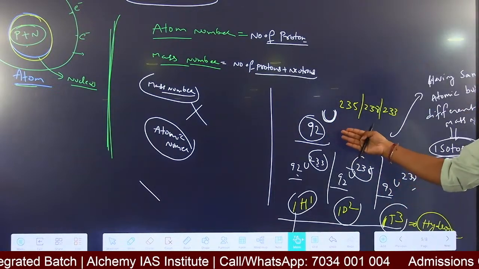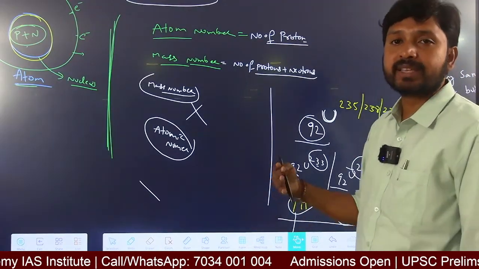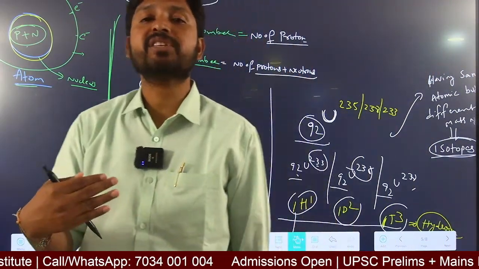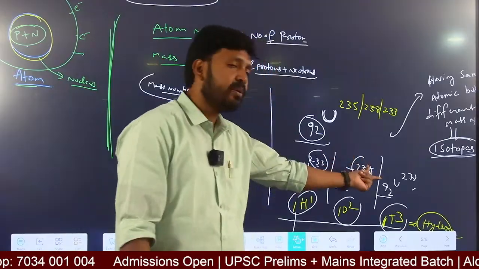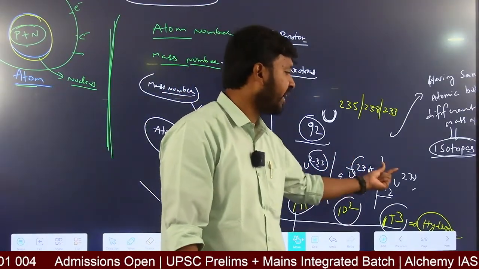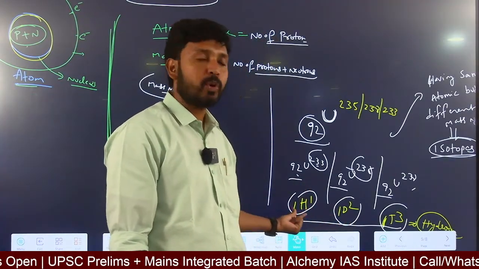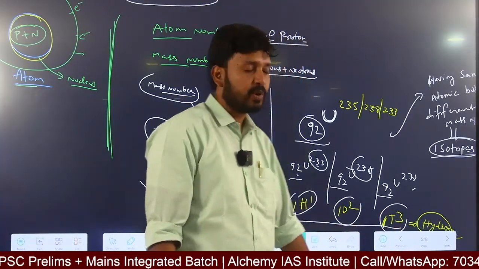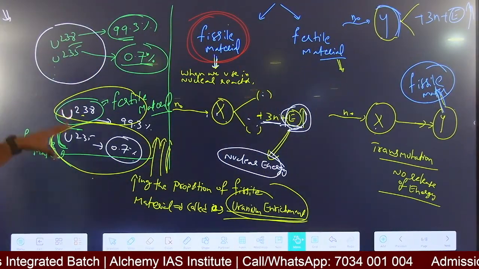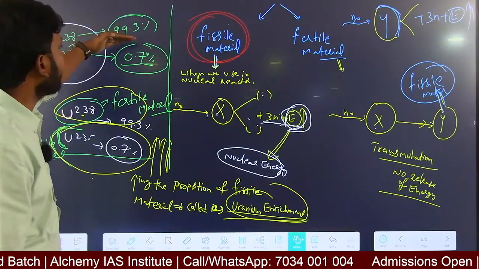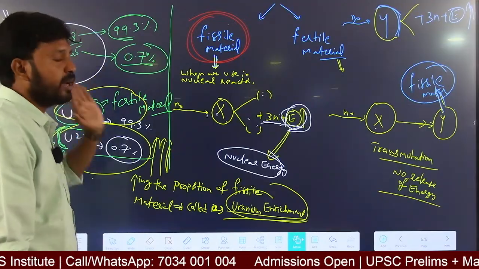For example, I took uranium. Uranium has different forms called isotopes. Isotopes are elements having the same atomic number but different mass numbers. Uranium has isotopes like uranium-233, 235 and 238. I also discussed hydrogen, which has isotopes like protium, deuterium and tritium. After that I started with natural uranium, whatever we have excavated, which has 99.3 percent uranium-238 and hardly 0.7 percent uranium-235.